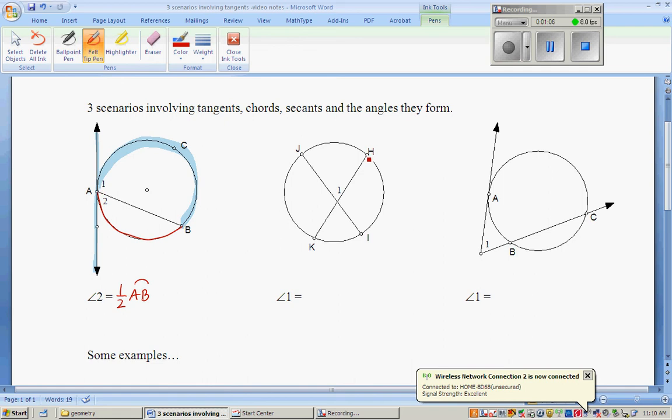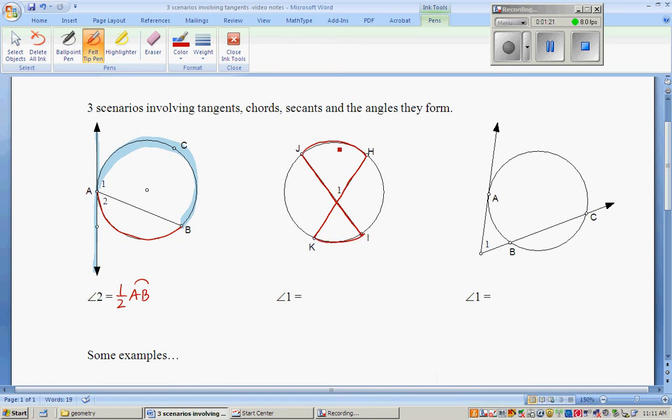Our next scenario involves what looks like a railroad crossing sign. It has two chords that are intersecting in a circle. And this one is easy to remember because what you're going to do is just take the average of the arcs. Angle 1 is going to equal half of JH plus KI. So the angle equals the average of the arcs. So angle 1 in this case would equal 1/2 of JH plus KI.